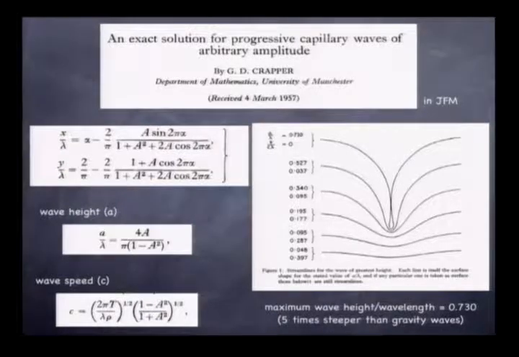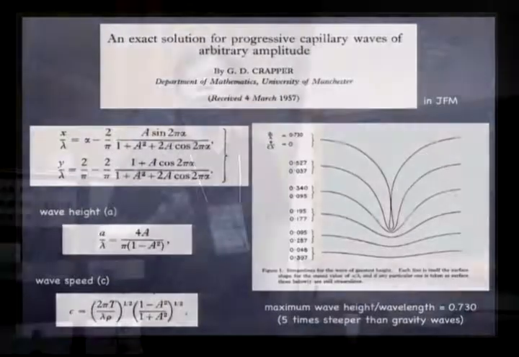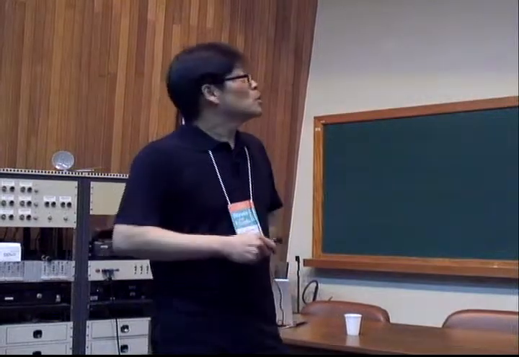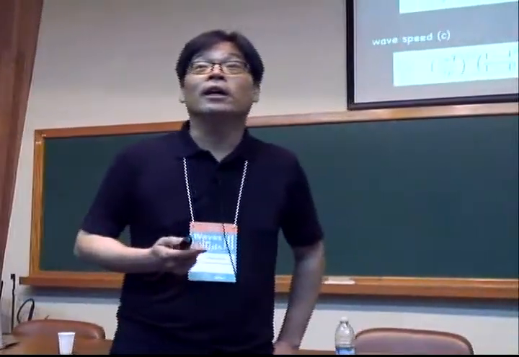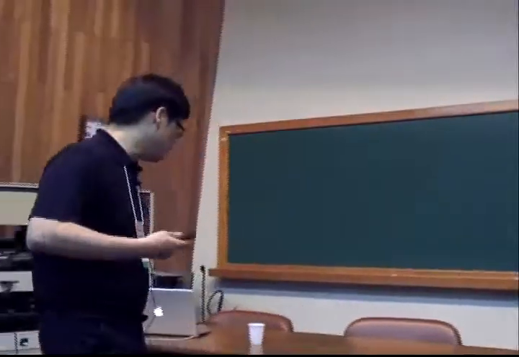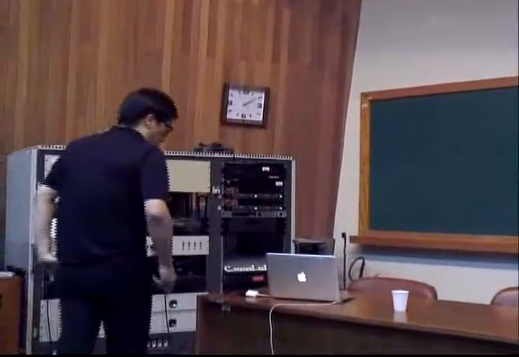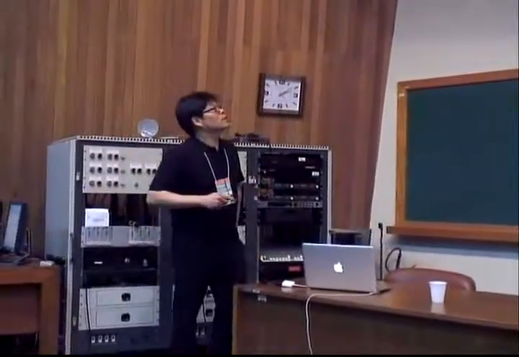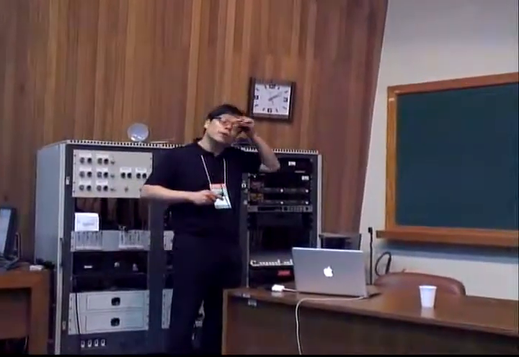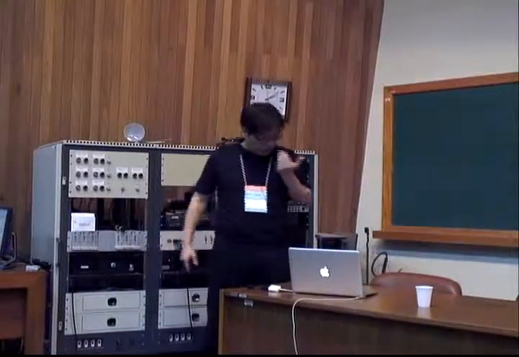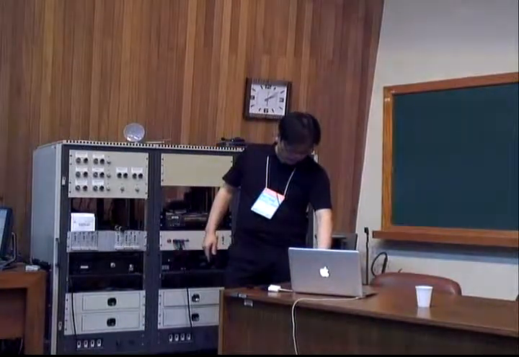As you will see soon, the maximum wave height versus wavelength for gravity waves is about 0.14. So this is 5 times steeper than gravity waves, meaning that these waves are really highly nonlinear. So you have to deal with these waves in different ways. Anyway, this is the well-known solution by Crapper that you can get by neglecting the gravity.